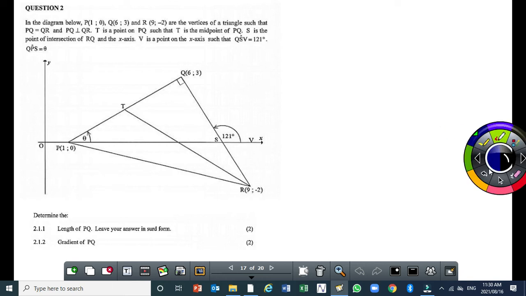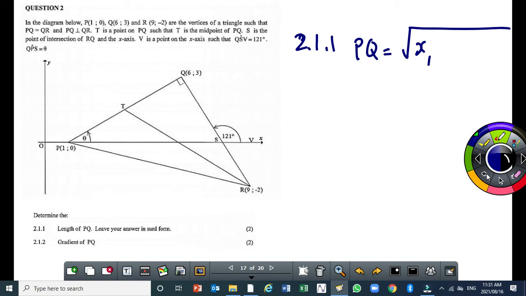The length of PQ. So that's point P, point Q. So 2.1.1, PQ will be equal to the square root of (x1 minus x2) squared plus (y1 minus y2) squared. Now, I just need to emphasize this.